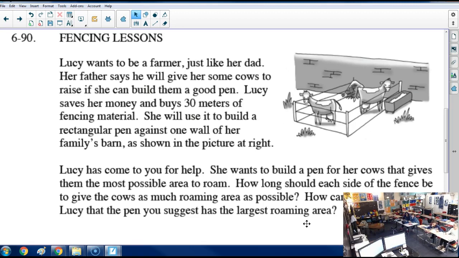So I challenge you guys to have the maximum area in 30 minutes. 30 meters on the perimeter, all right? It will only use 3 sides, because one is for the wall. We're assuming the wall is as long as we want it to be. Yeah, draw a diagram.